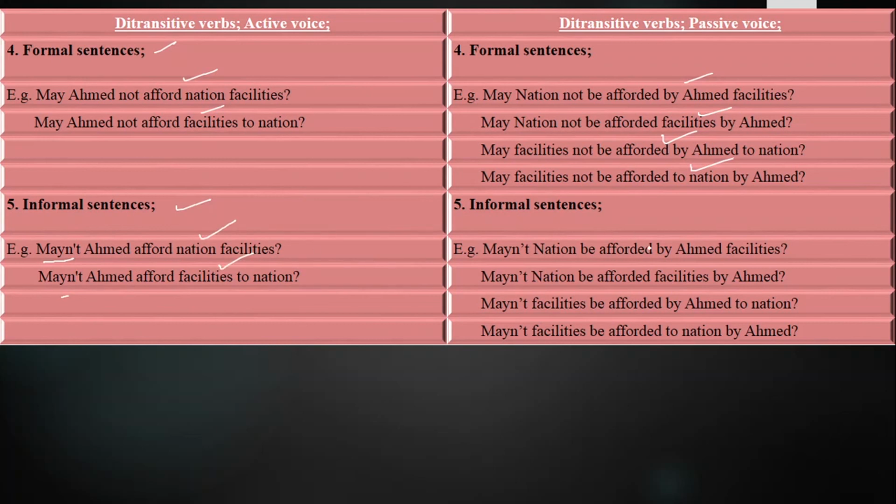And there are 4 ways to change it into passive voice. Mayn't nation be afforded by Ahmad facilities? Mayn't nation be afforded facilities by Ahmad? Mayn't facilities be afforded by Ahmad to nation? Mayn't facilities be afforded to nation by Ahmad? So these are the sentences of ditransitive verb may that afford from active voice into passive voice in 4 ways.